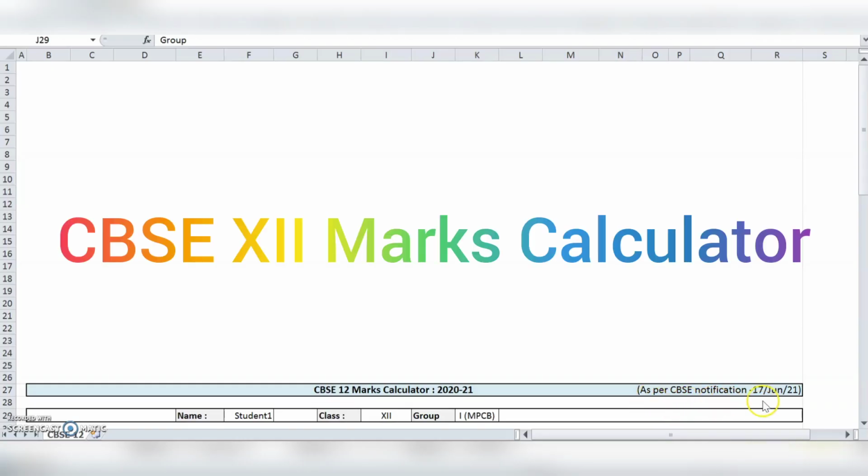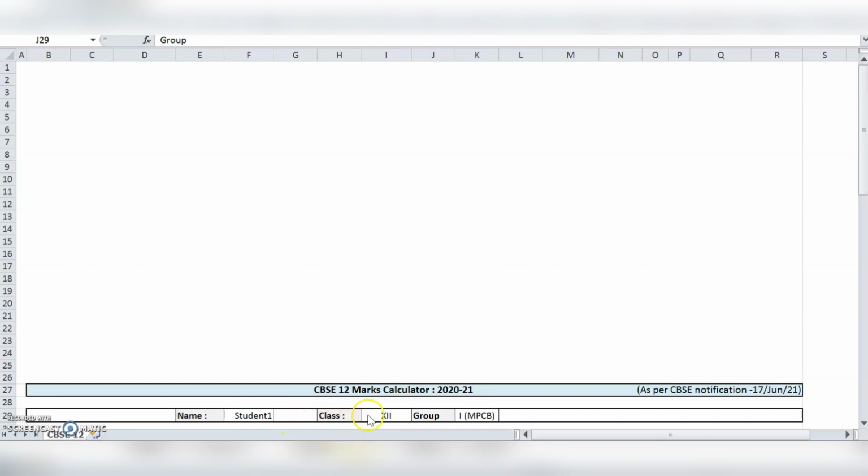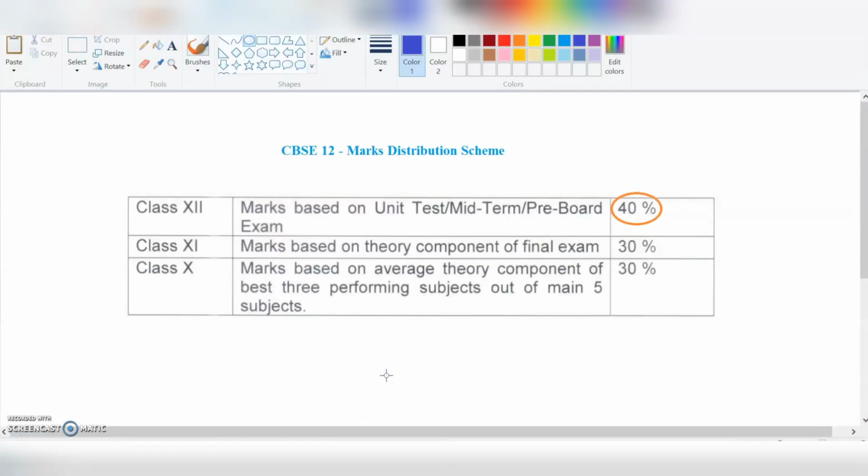As CBSE has notified today the marking scheme for class 12, we shall see the step-by-step process so that you can calculate your marks on your own. Let us consider a student studying in Group 1 with Maths, Physics, Chemistry and Biology. 40% weightage is given to Class 12, 30% to Class 11 and 30% to Class 10 marks.